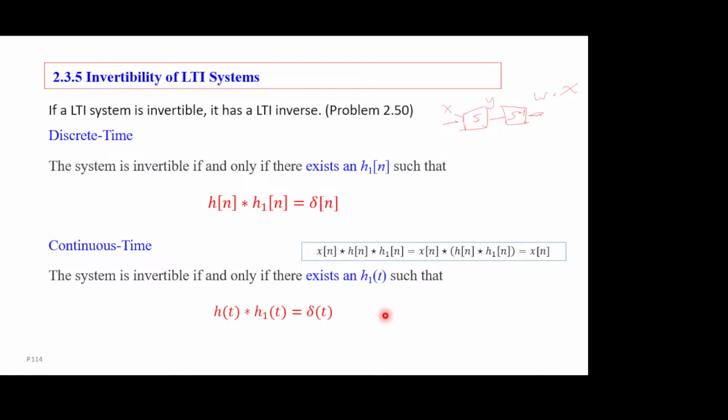So I should write that down. For continuous time, we also have x of t convoluted with delta of t equal to x of t. This is a relation we will see throughout the whole course.